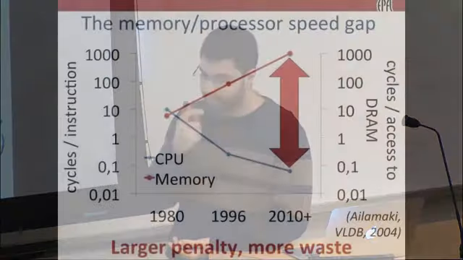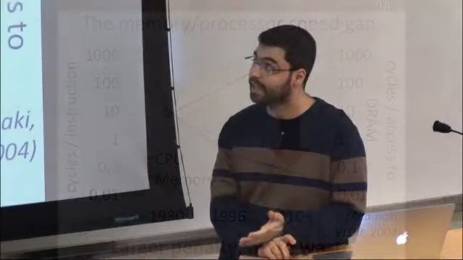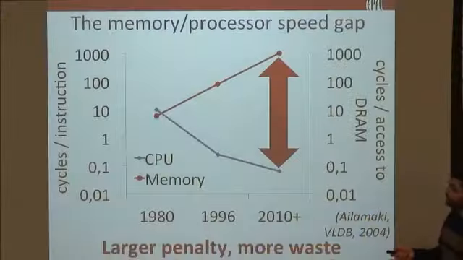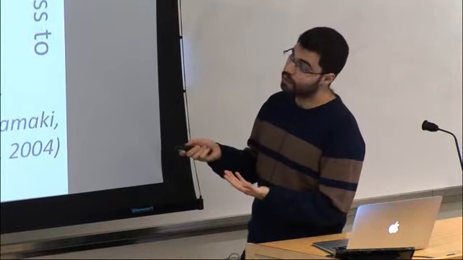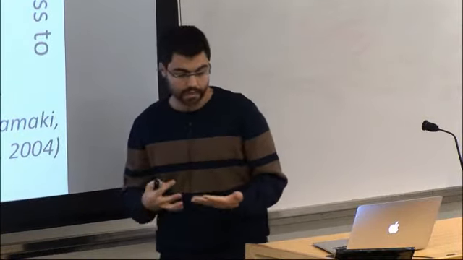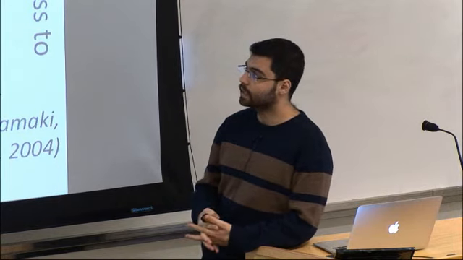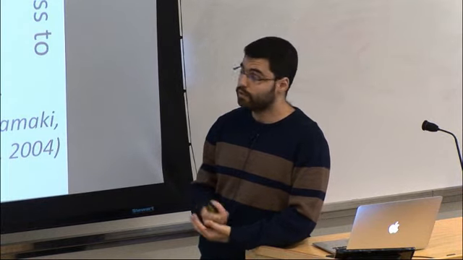So let's get started. Over the years, the speed gap between memory and processor has been increasing and increasing. In this graph, on the left-hand side y-axis, you see the number of cycles it takes to execute one instruction. As you can see, it's going down over the years. On the right-hand side y-axis, you see the number of cycles to access DRAM, and as you can see, it's increasing over the years. This gap tells us that as time goes, accessing DRAM costs even more, and we waste more and more cycles when we need to go to memory and bring some data or instructions.